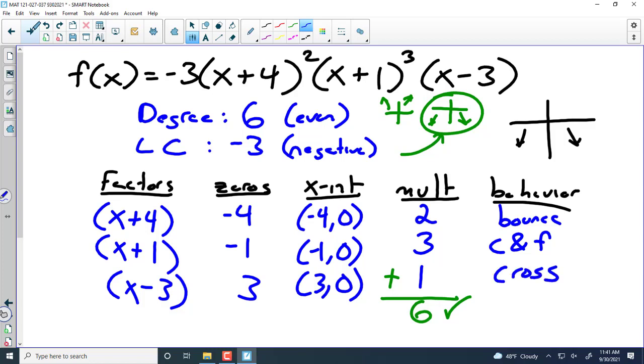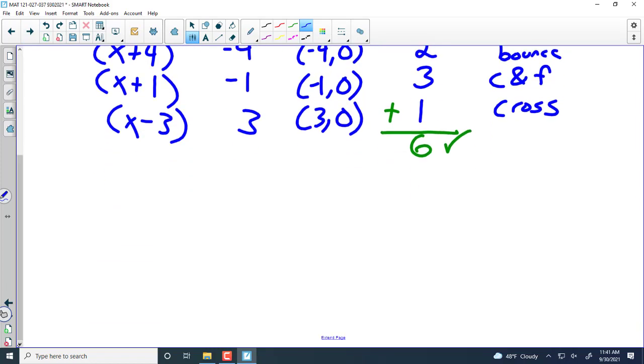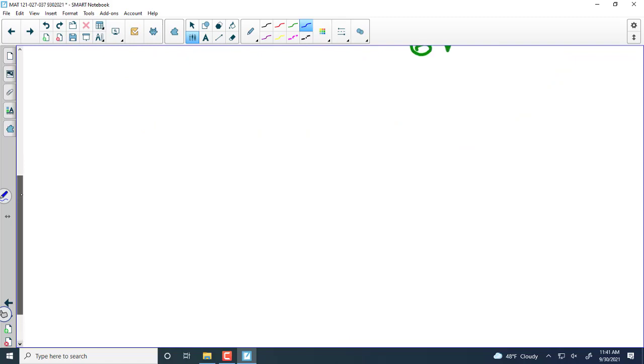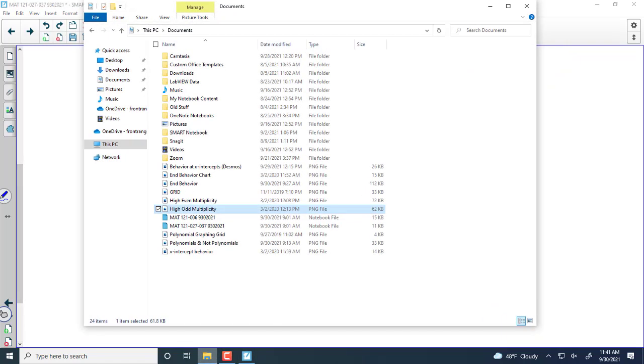Okay, that's all the information we need. Now the way we graph these things is a little bit different than the way we graph our traditional graphs that we do in this class. I don't do it with a full grid. I'm going to show you the special grid I made just for graphing these things. Let me bring it up here for you. The polynomial graphing grid. Cool.